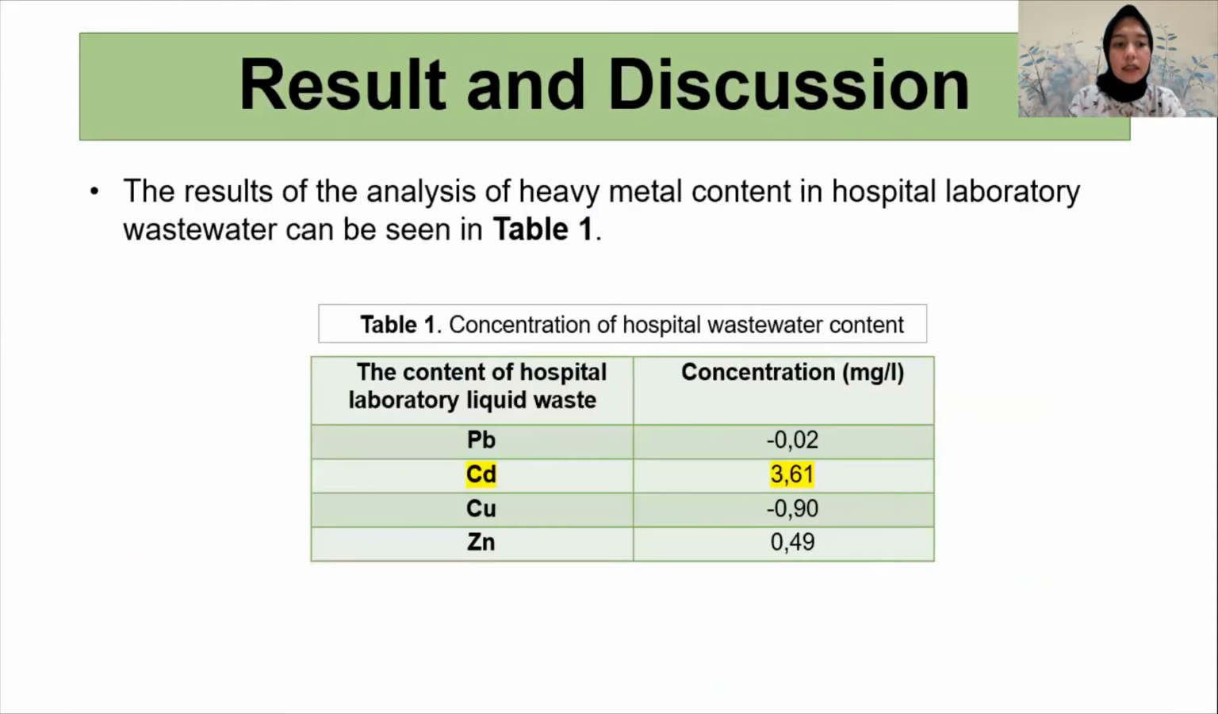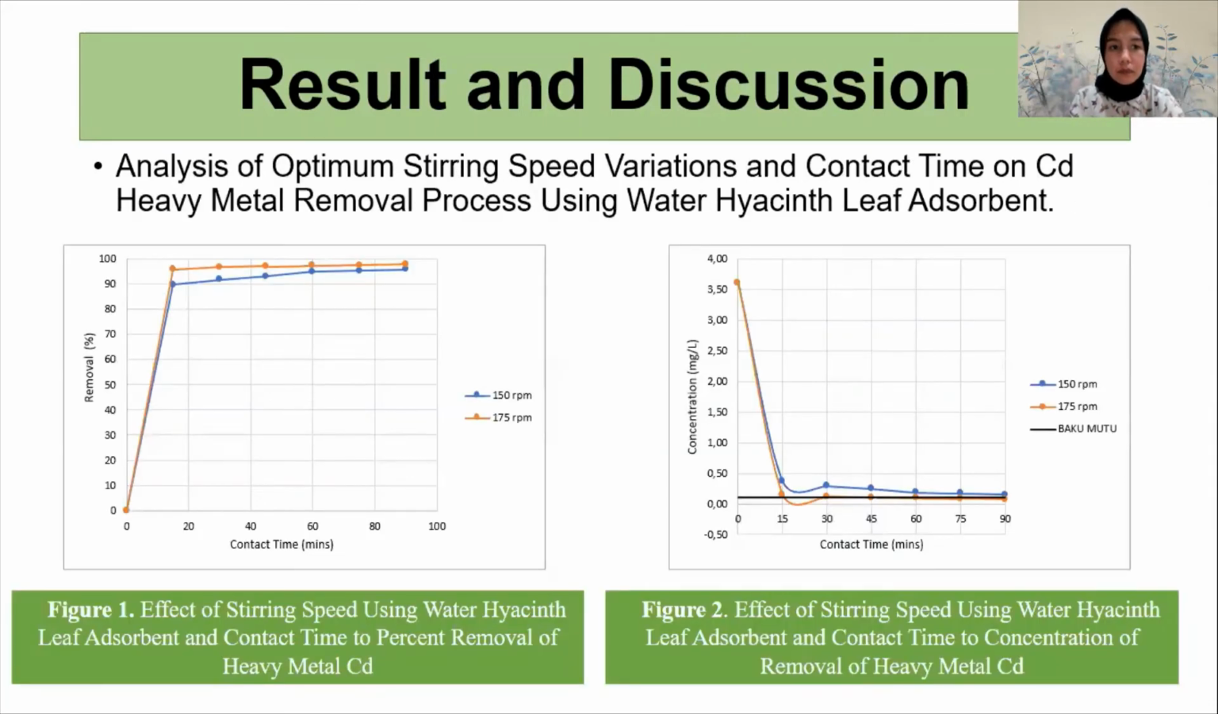Next, in result and discussion, wastewater characterization was carried out to determine the heavy metal with the highest value in hospital laboratory wastewater. The result of the analysis of heavy metal levels in laboratory wastewater can be seen in Table 1 below. In Table 1, the heavy metal cadmium has a concentration that exceeds the quality standard, so in this study, the heavy metal analyzed is cadmium. The experimental results can be seen in Figure 1 and Figure 2.